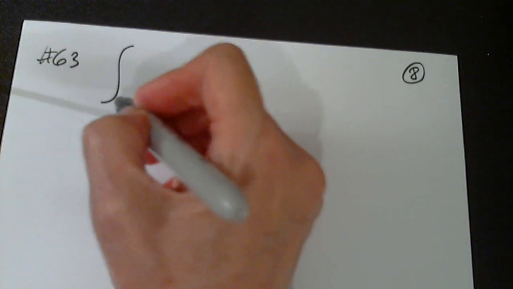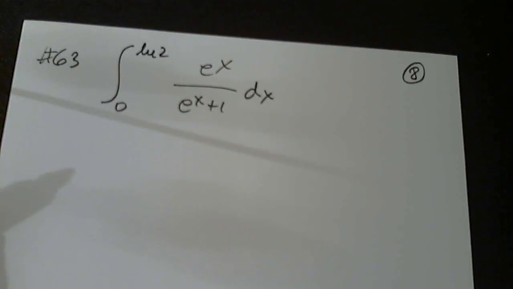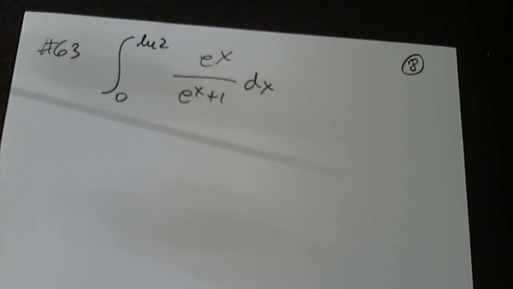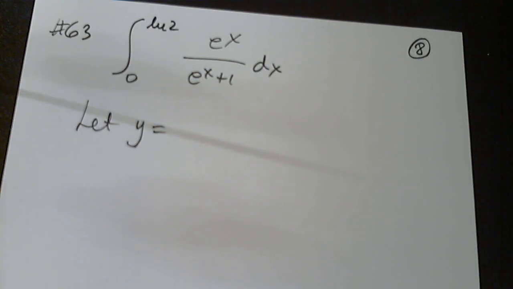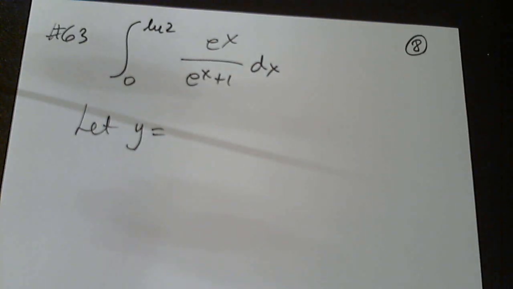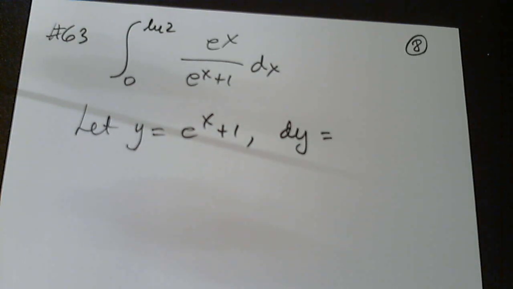In 63, we have the integral from 0 to natural log 2 of e to the x over e to the x plus 1 dx. Very nice and straightforward. Let y be... I'm sure by now you have an idea. What do you think? e to the x plus 1. Of course. Very good. Without dy, we cannot continue. Not in a definite, not in an indefinite integral. Ever. Without dy, we cannot continue.